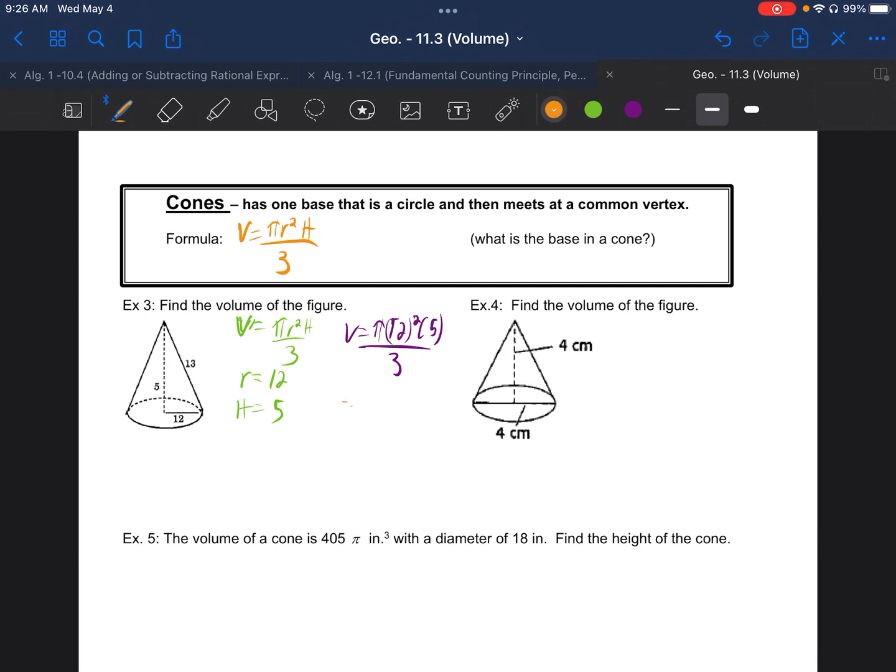So in terms of pi, to not round it yet, if you multiply 12 squared and 5 together, so 144 and 5, you get 720 pi over 3. That reduces to 240 pi. Now, if you want the approximate nearest tenth, or let's go nearest whole number this time actually, 754. And for both of these, we'll just say cubic units, because we do not know the units, so we'll leave it as cubic units.